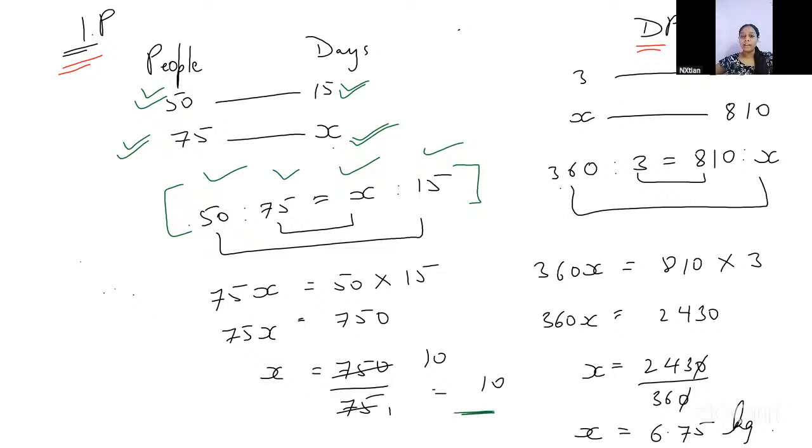What Abraham did in direct proportion is that same thing, you write it down first.